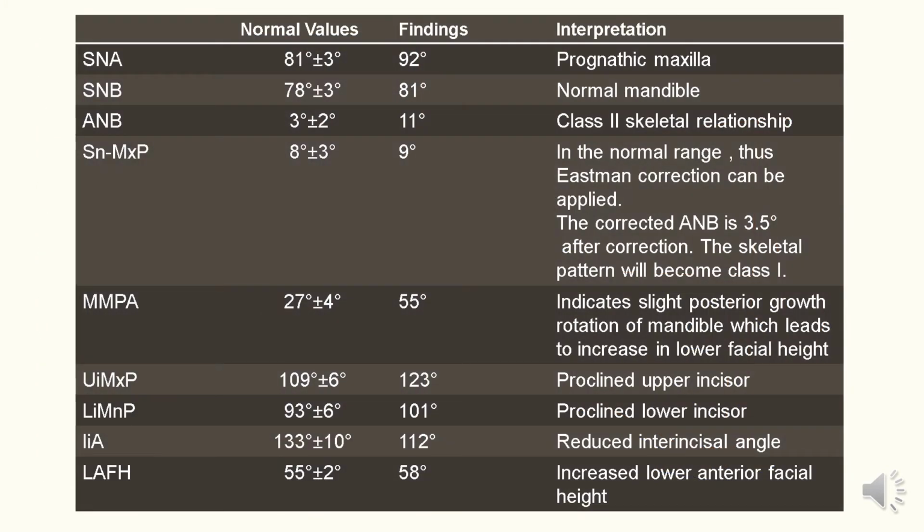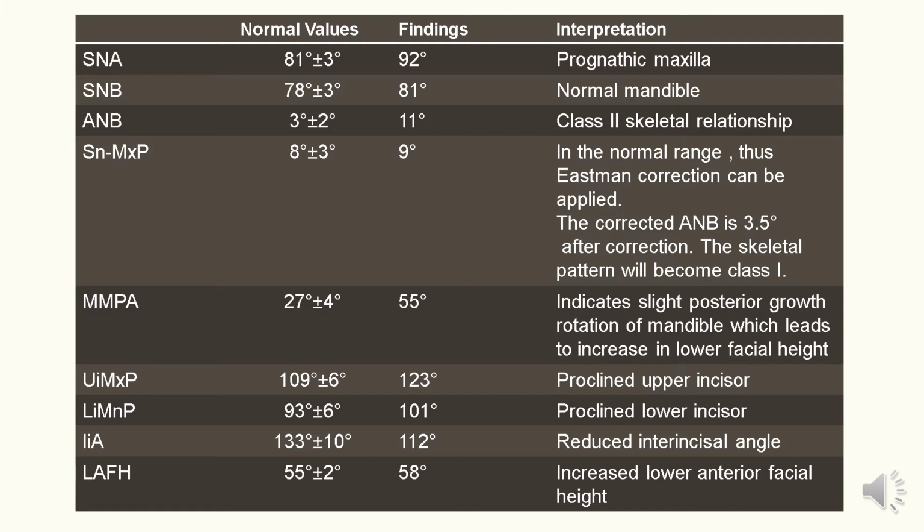Okay. The SNA value of this patient is higher, which is 92 degrees as compared to the normal value, which indicates that this patient has a prognathic maxilla. For the SNB, this patient has a normal SNB value, which is 81 degrees, which shows that this patient has a normal mandible. For the ANB, this patient has an increase of the ANB value from the normal value, which is 11 degrees. It shows that this patient has a class 2 skeletal relationship.